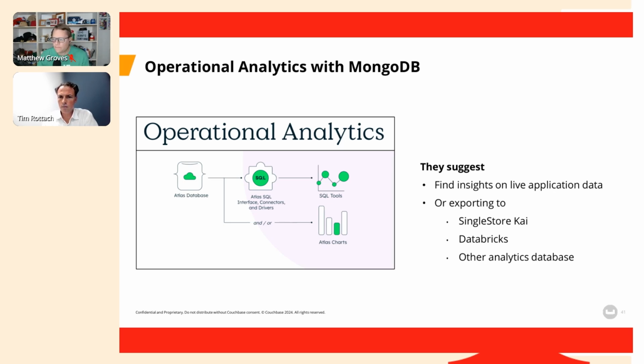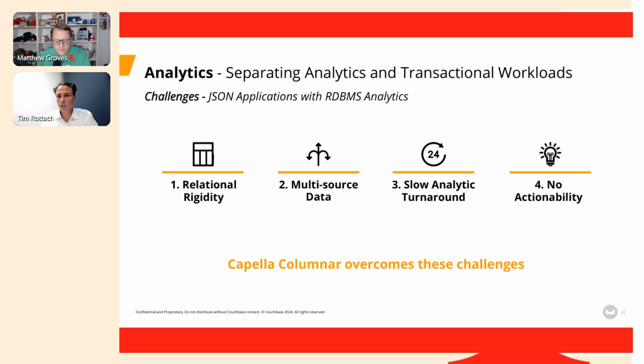If you go to the MongoDB website and go to their operational analytics page, what it suggests is that to do operational analytics, you just run queries and do analysis on the live application data. Now, obviously, you could do this on any database, but anybody doing serious analytics realizes that you want to separate your workloads, and this doesn't make a lot of sense. So essentially, the other alternative they suggest is to export to a more relational, traditional analytics store. But there are challenges with that, right?